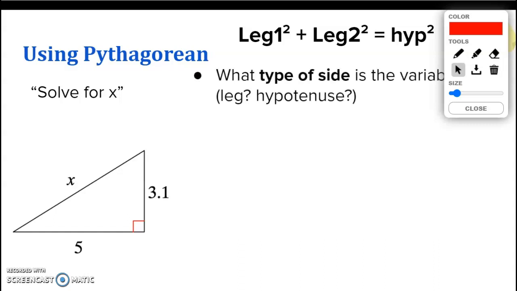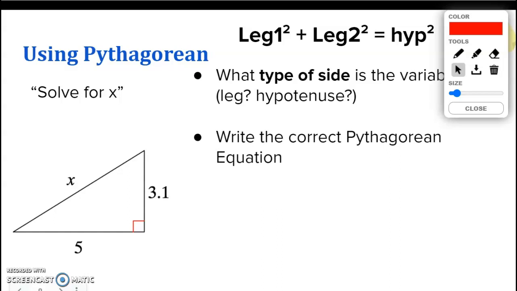So what type of side is the variable? The variable is x. Is that variable a leg of the right triangle or the hypotenuse? Find your right angle symbol, and the sides next to the right angle are the legs. That's what we call legs. So 3.1 is my leg and 5 is my other leg. And so x is the hypotenuse because it's across from the right angle. So then write the correct Pythagorean equation. We identify x to be the hypotenuse, and these two are the legs.